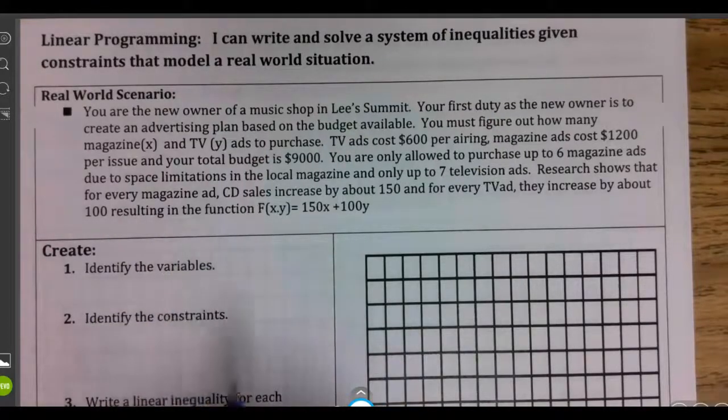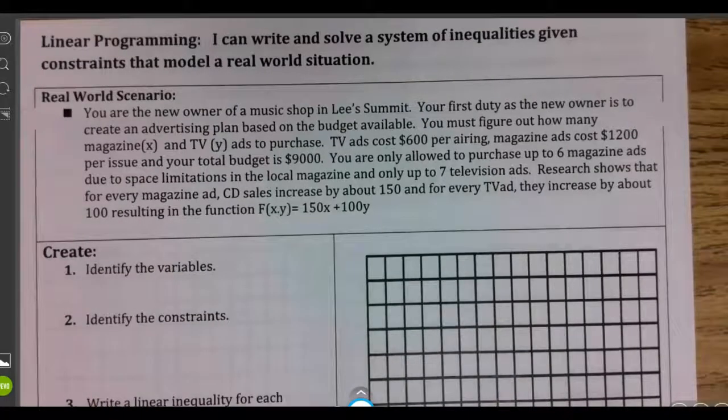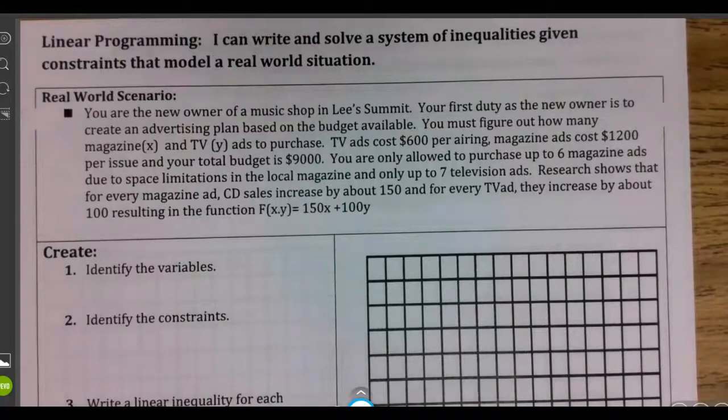Now, if you're getting frustrated and concerned, I'll tell you this right now. This is not going to be on your Unit 6 test. We are not going to have linear programming on your Unit 6 test. But it could show up on an EOC, could show up on an ACT, so it's important that we go through and do it.